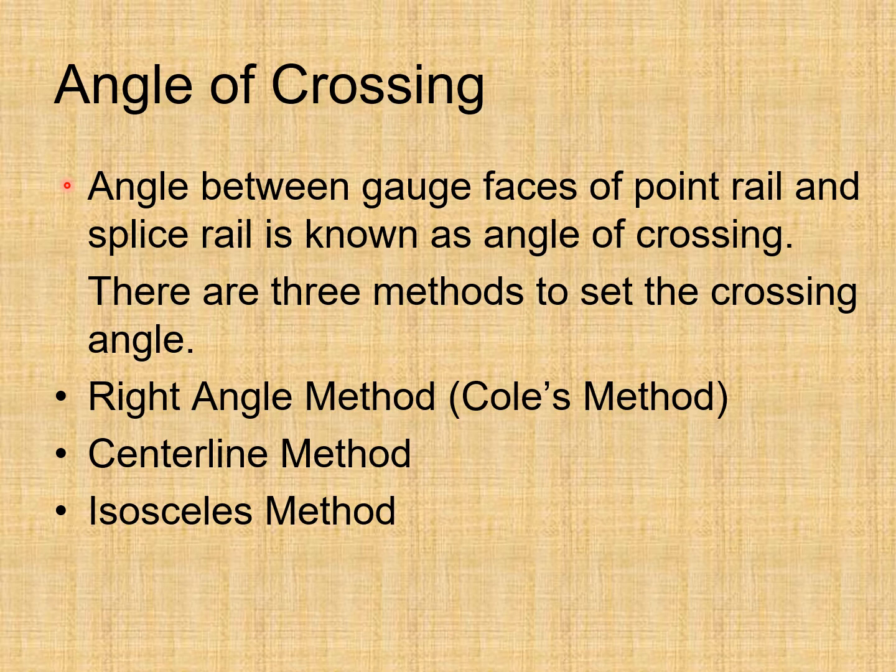There are three methods to set the crossing angle. The first method is the right angle method, which is also known as Cole's method, then the centerline method, and the isosceles method. The right angle method is used in Pakistan and India. The centerline method is quite common in the USA and UK, and the isosceles method is used in different countries.